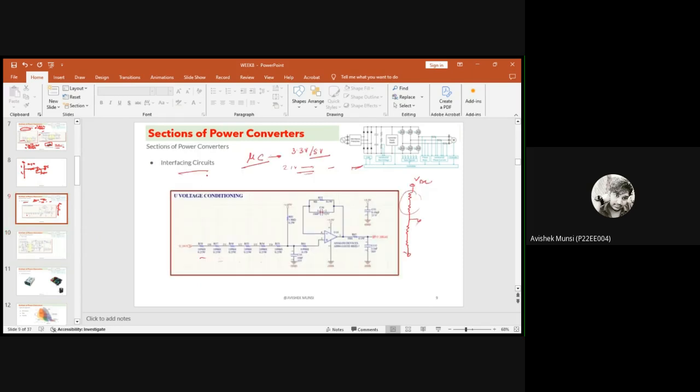Up to this point, if you have any doubt, we discussed that in a power converter we require the basics: a microcontroller unit, a gate driver, a sensing circuit and an interfacing circuit. If you have any doubt regarding this, you can ask me. After which we will move into the next parts of the power converters.